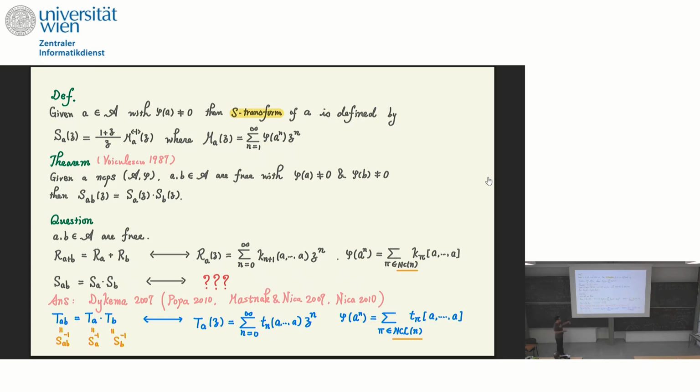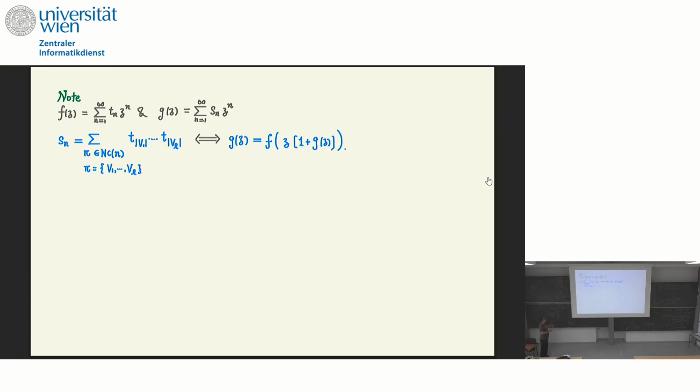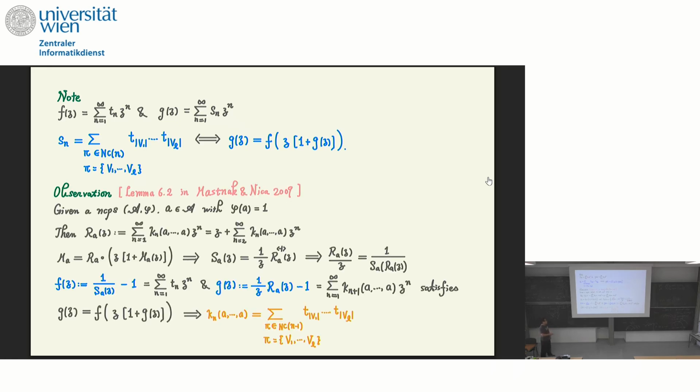Just before we jump to the NCL, let's try to figure out why we consider the reciprocal instead of the S. So maybe give some idea. Let's start with a well-known result. If you have two formal power series, F and G, and they have such a relation, then the coefficients can be understood by such a formula, where the pi belong to the non-crossing partitions. Based on this one, it gives you a flavor of why it works.